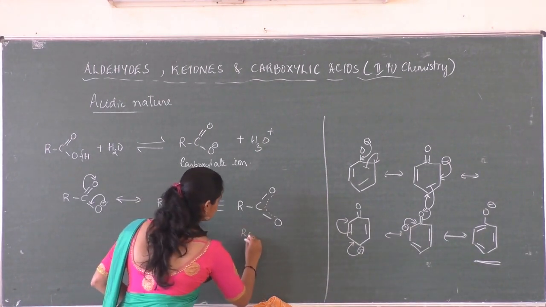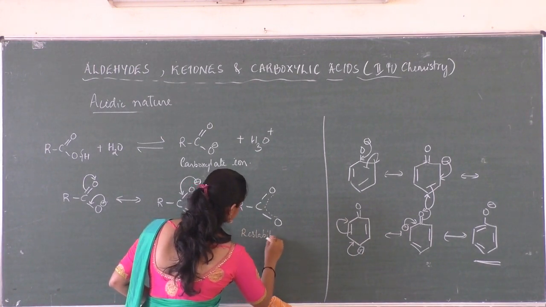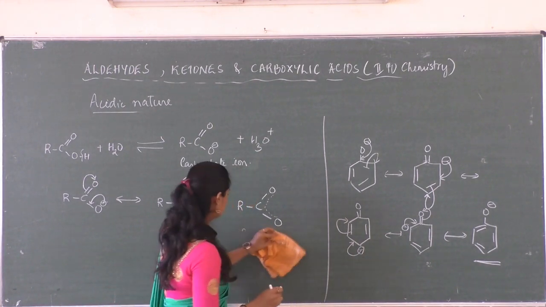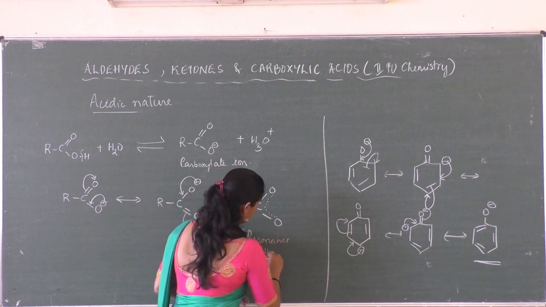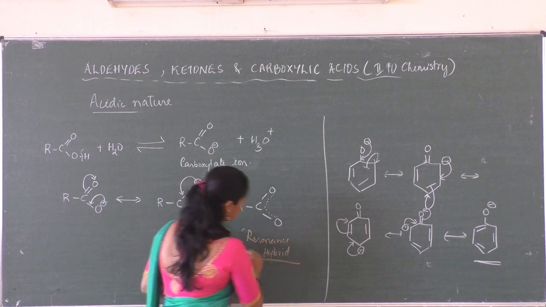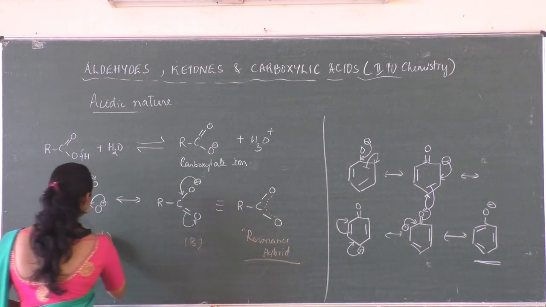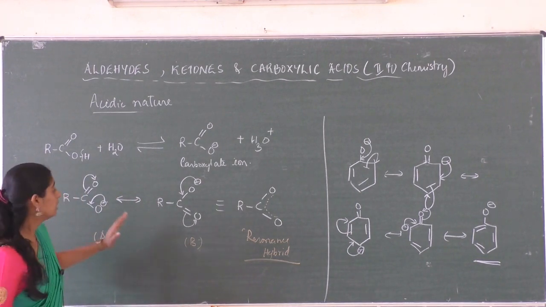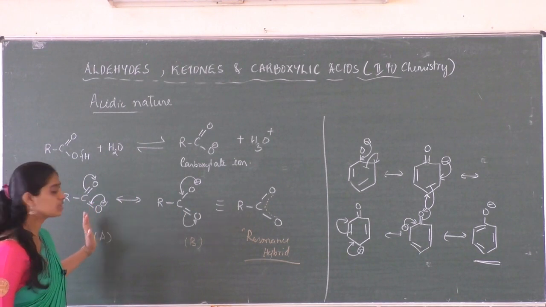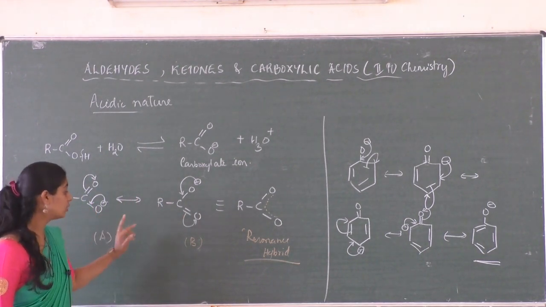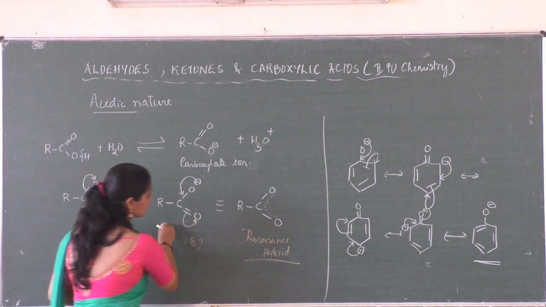So this is the resonance stabilized structure, the resonance hybrid. When a carboxylate ion is formed, the electrons get delocalized between structure A and structure B, so it keeps on converting between A and structure B. So it has resonance structures.